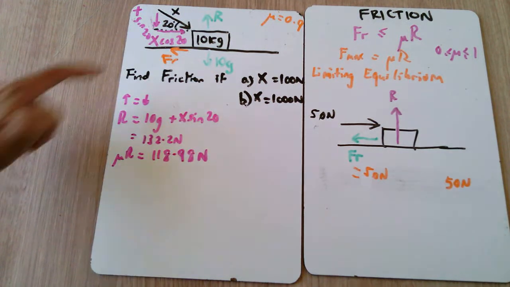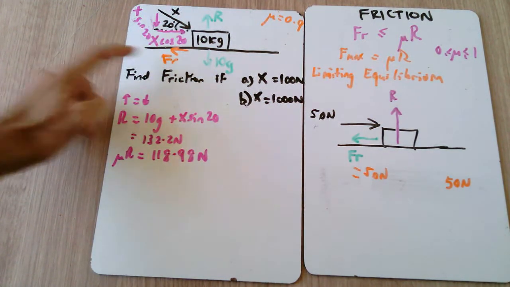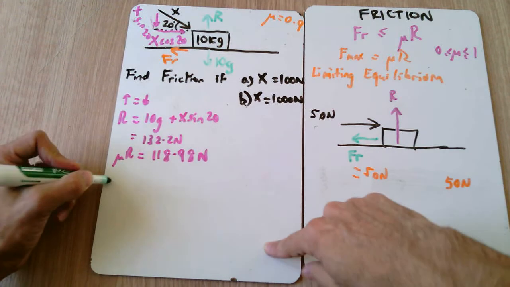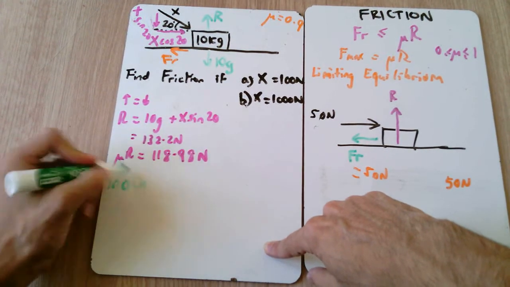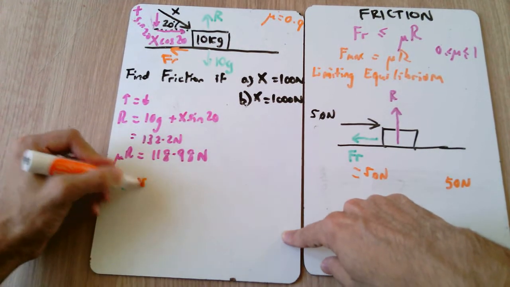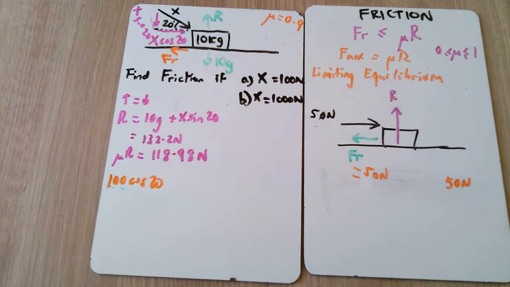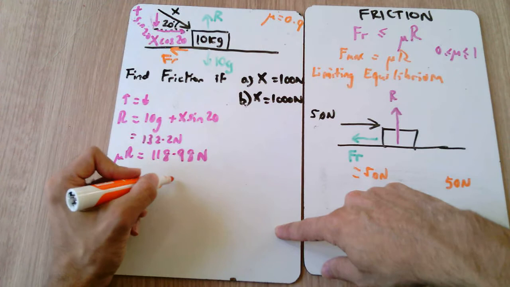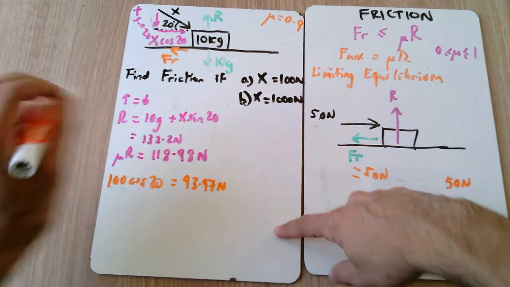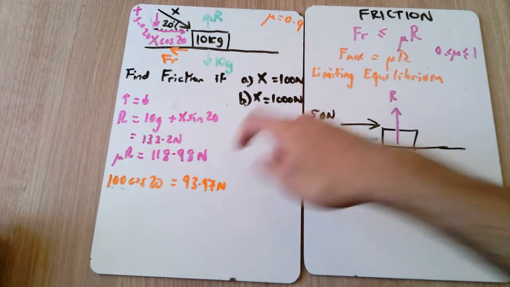And what we're looking at is whether x cos 20 is going to overcome that. So let's take a look. Does x cos 20 overcome that? So 100 cos 20, on your calculators, is equal to 93.96 or 93.97 newtons. Now, that is not greater than mu R.